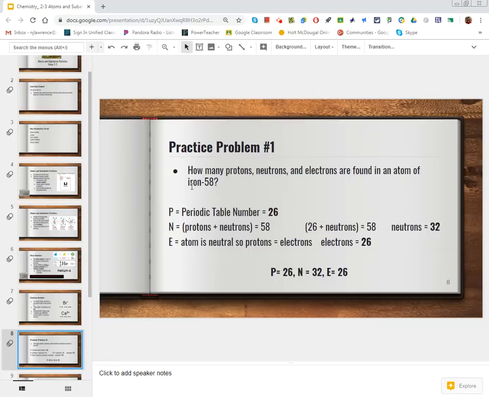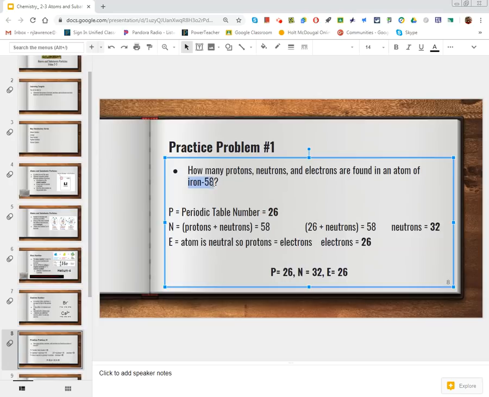So a few things you should begin to recognize. First of all, this is written in hyphen notation. It gives me the name iron, so I know what element I'm talking about, and it gives me the number 58, which, from the previous slide, you should know is the mass number. So 58, right off the bat, you should know is the number of protons and neutrons that this iron has. So the first question would be, how do I find out how many protons this iron has?